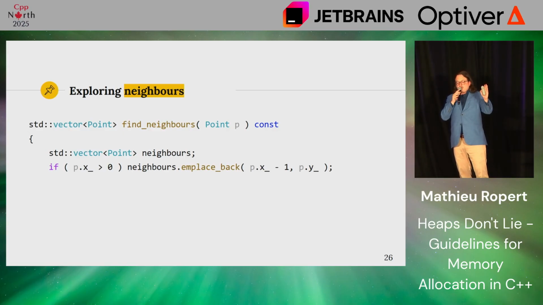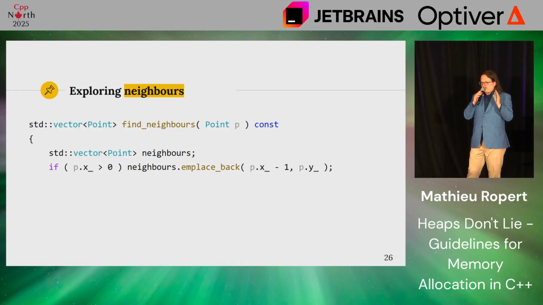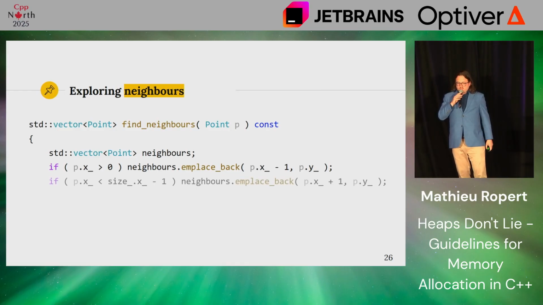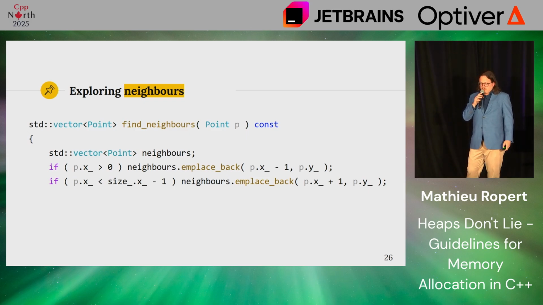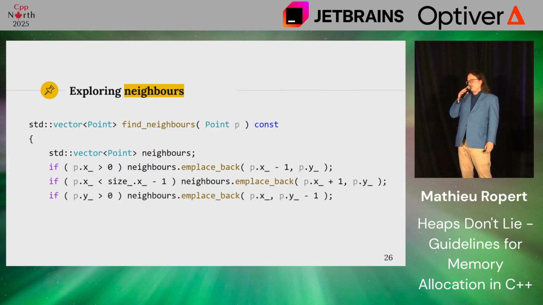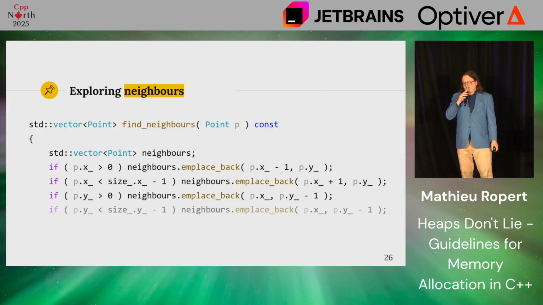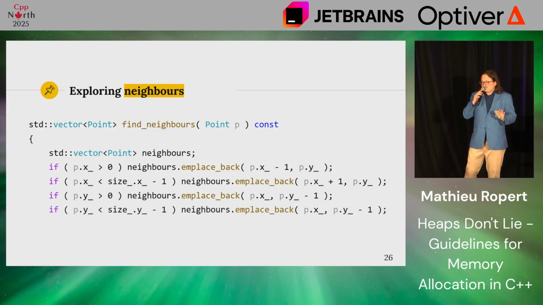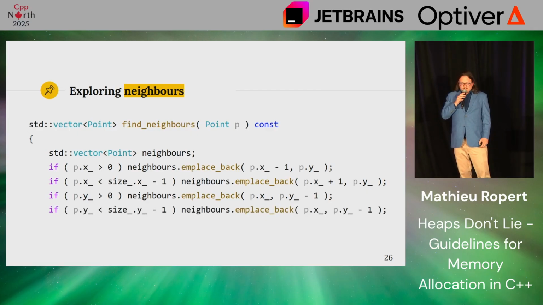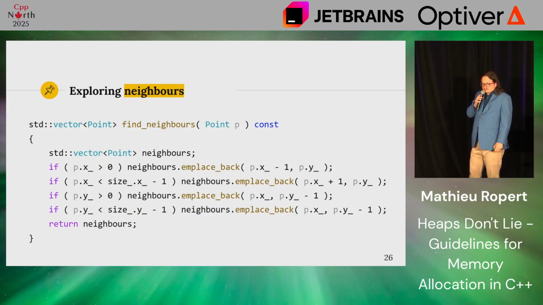Okay, if I'm not on the leftmost side of the grid, then I can go left. So I push that. Then I check the same thing. If I'm not on the rightmost side of the grid, then I can go right. If I'm not at the top of the grid, I can go up. If I'm not at the bottom of the grid, I can go down. This is very basic. Let's not fall off the edge. Cool. Sounds good?